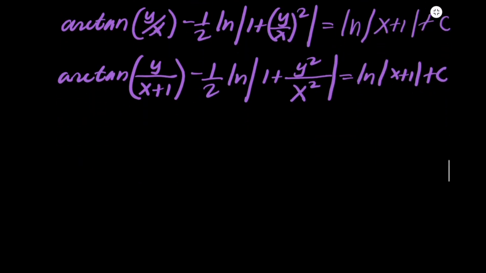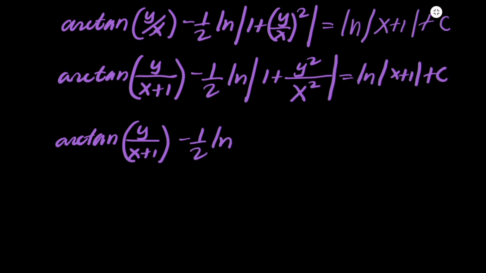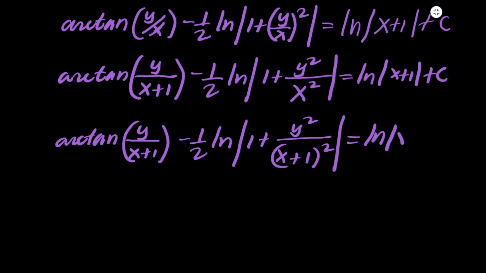So we need to simplify the second term. So arctangent of y over x plus 1 minus 1 half ln of what? So that would be ln of 1 plus y squared over (x plus 1) squared, equals ln of x plus 1 plus c. So that is our final answer. And that's how we solve this tricky differential equation using substitution and homogeneous methods.